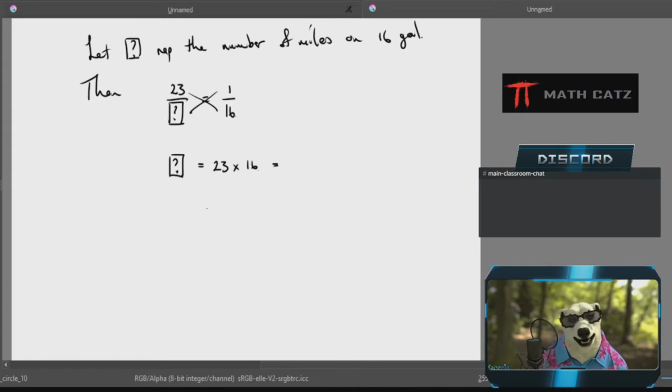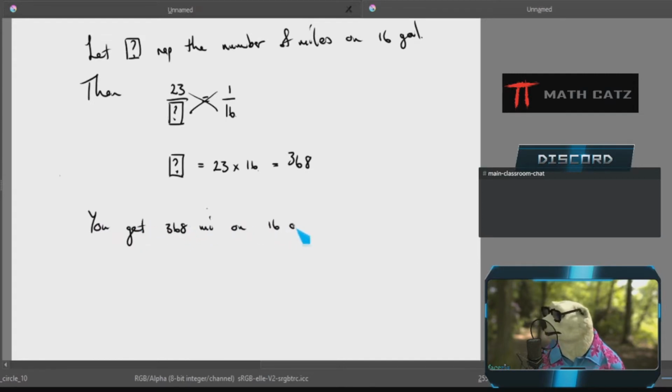16, not 106, 16. And we get 368. Concluding sentence, it's a word problem, like always. Step 1, step 2, step 3. You get 368 miles on 16 gallons.